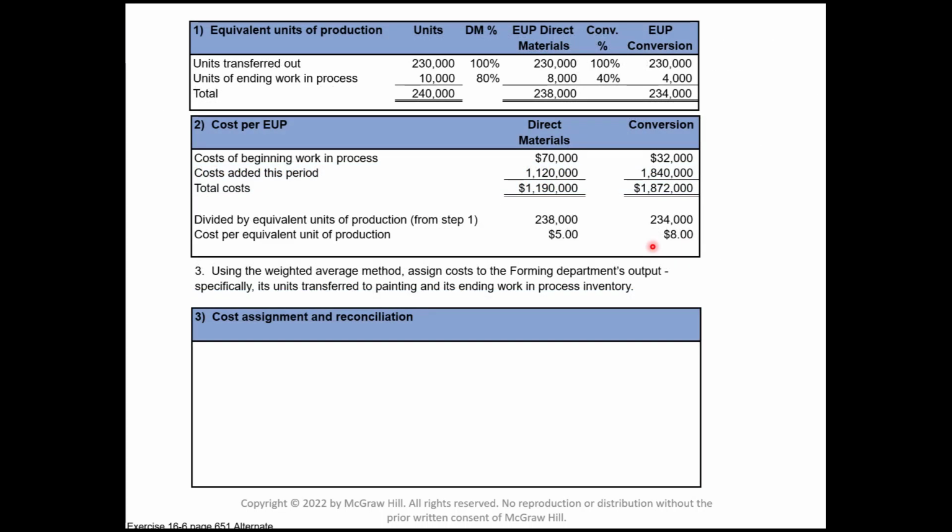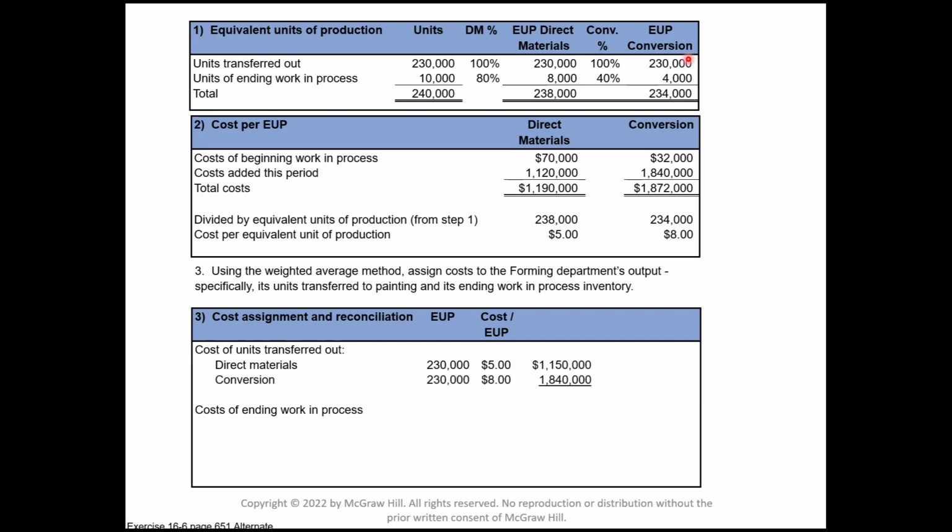Then we do a cost assignment and reconciliation. So units transferred out. We had units transferred out of 230 for both materials and conversion. And then we multiply by the cost per equivalent unit. So $5 and $8, multiply that out and then add it together. So we've now accounted for $2.99 million of the total cost.